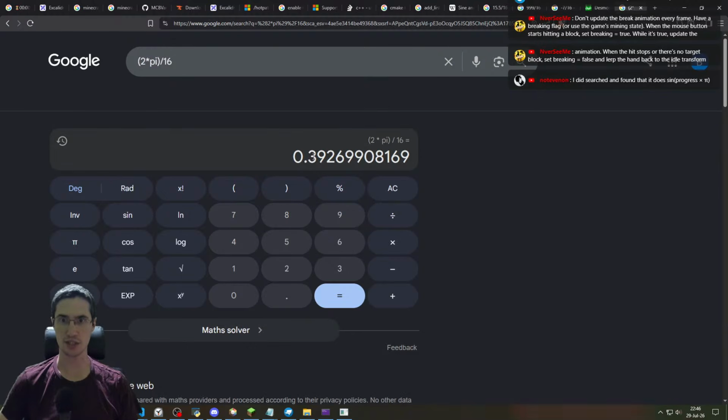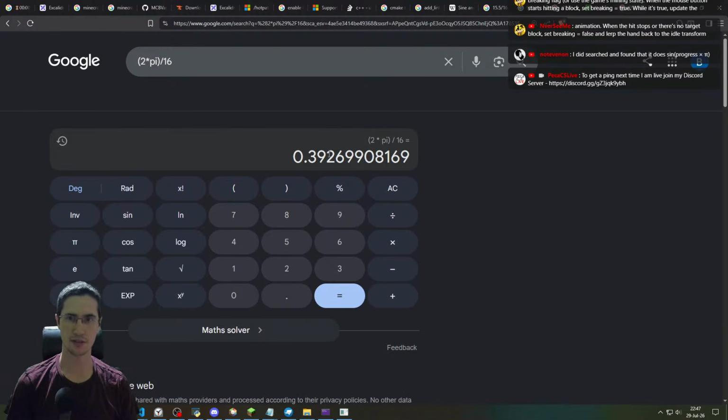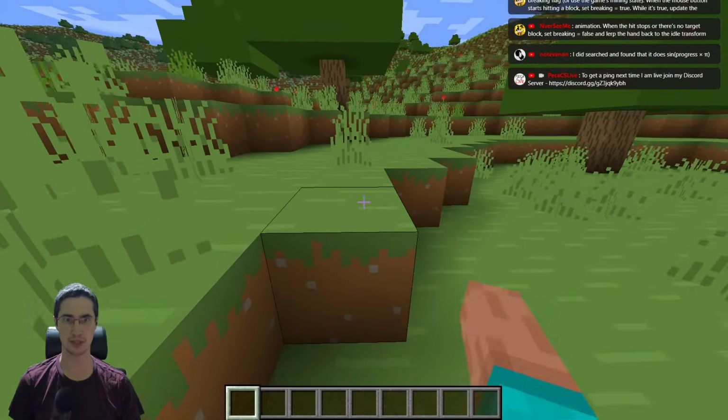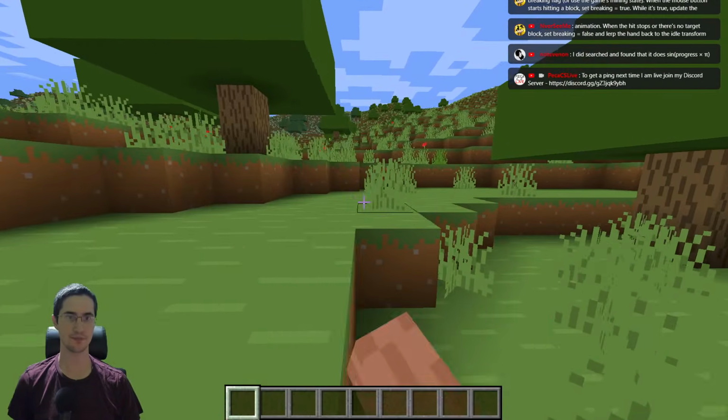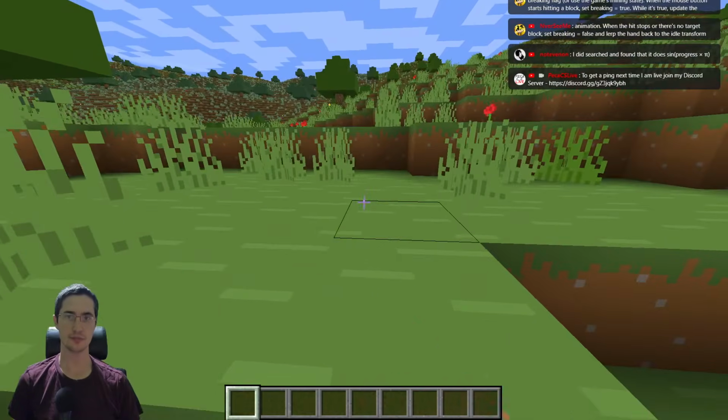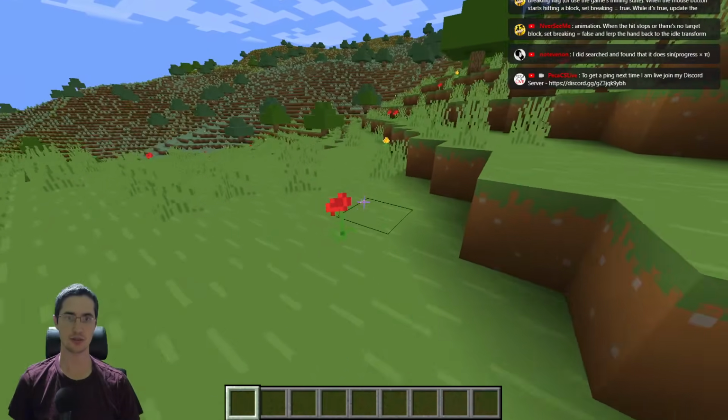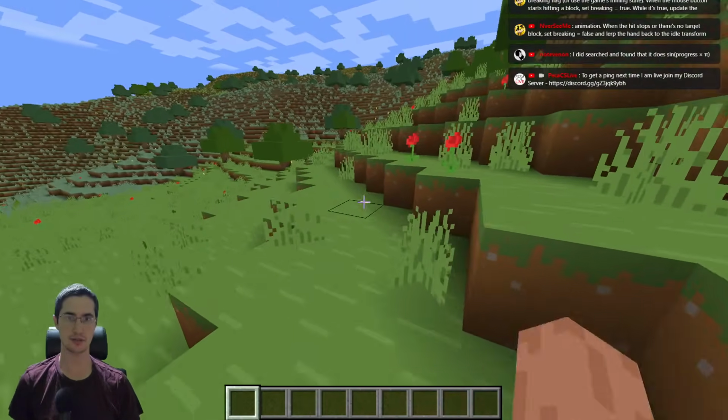it should reach it in 0.40 seconds. No. Yeah, in this many seconds. So in less than a second it should reach a full cycle.